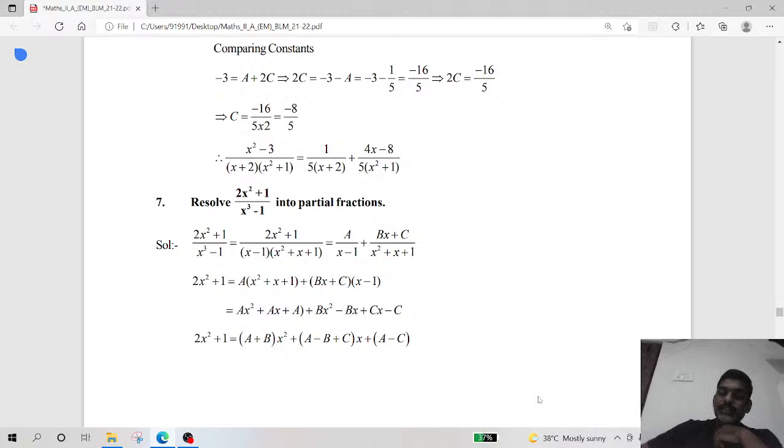Now, as usual, take the LCM, and the denominators get cancelled. 2x square plus 1 is equal to a times (x square plus x plus 1) plus (bx plus c) times (x minus 1). Either by comparison, or else you can substitute x equals 0 or x equals 1. From that also we can get the values of the constants a, b and c. Right?